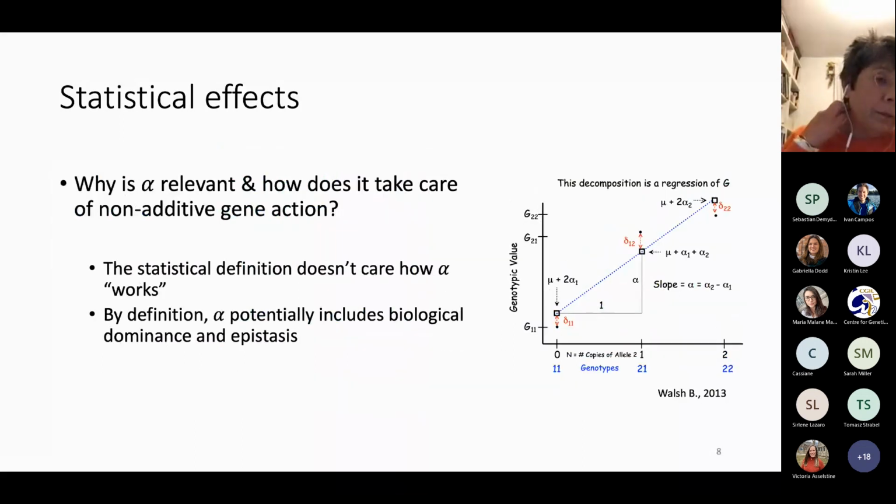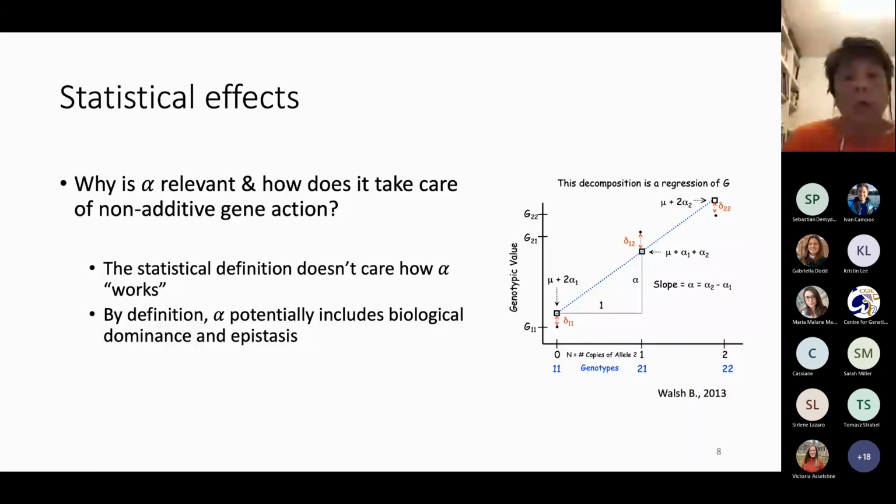Okay, but we have this statistical effect. Why is this substitution effect, alpha, relevant, and how does it take care of non-additive gene actions? So how do we take care of the biological effects? The statistical definition does not care about how alpha works. And by definition, alpha potentially includes all biological dominance and epistasis.